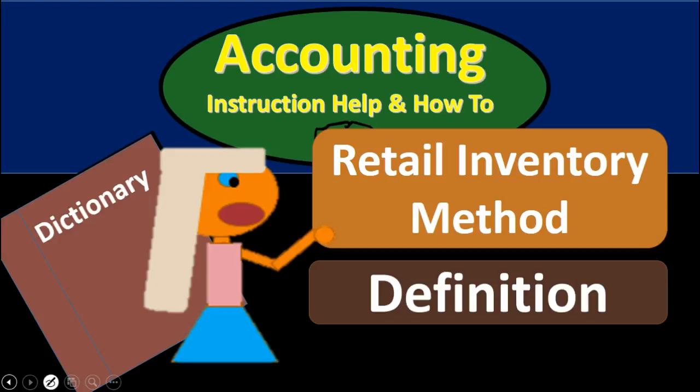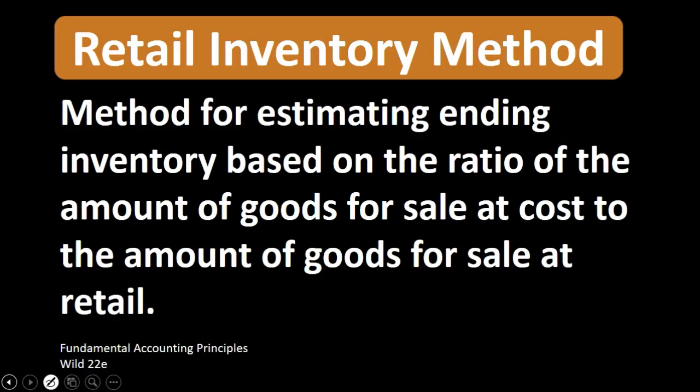Hello, in this lecture we will define retail inventory method. According to Fundamental Accounting Principles, 22nd edition, the definition of retail inventory method is a method for estimating ending inventory based on the ratio of the amount of goods for sale at cost to the amount of goods for sale at retail. So remember what the goal is here.